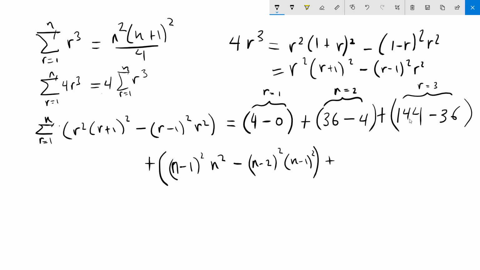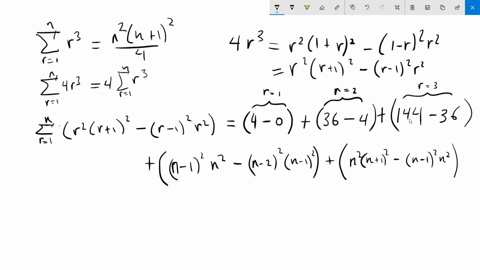Our last term is going to be, let's see, n squared times n plus 1 squared, minus n minus 1 squared times n squared. Okay, so now let's see which terms cancel.